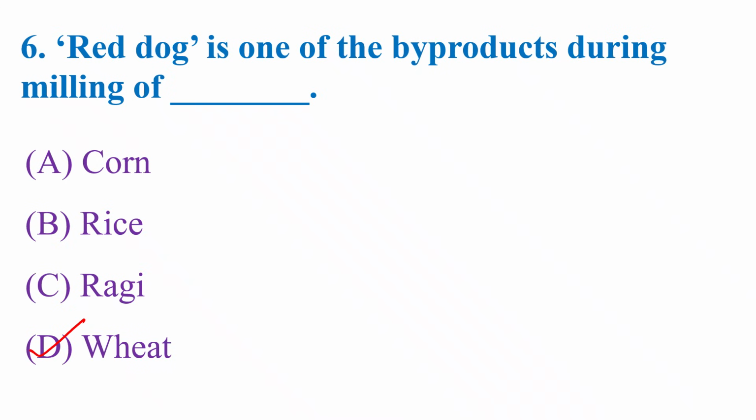So this red dog is a byproduct of wheat milling, specifically during the production of flour. Basically, it consists of fine bran particles, germ residues, and the endosperm regions, which is left after the flour extraction. Hence, it is named red because of its reddish brown color, which is because of the bran pigments and its coarse texture. And it is mainly used for the animal feed. So over here, my correct option is D, that is wheat.